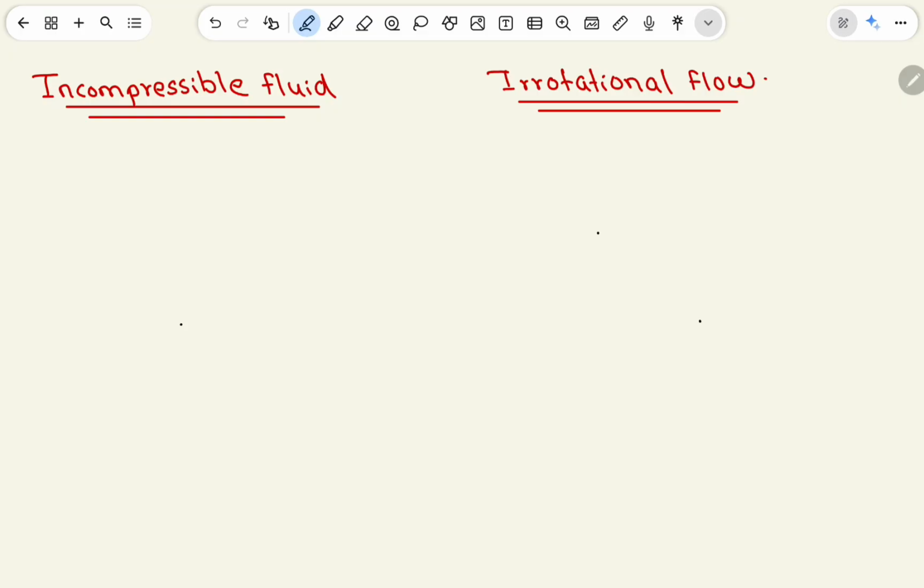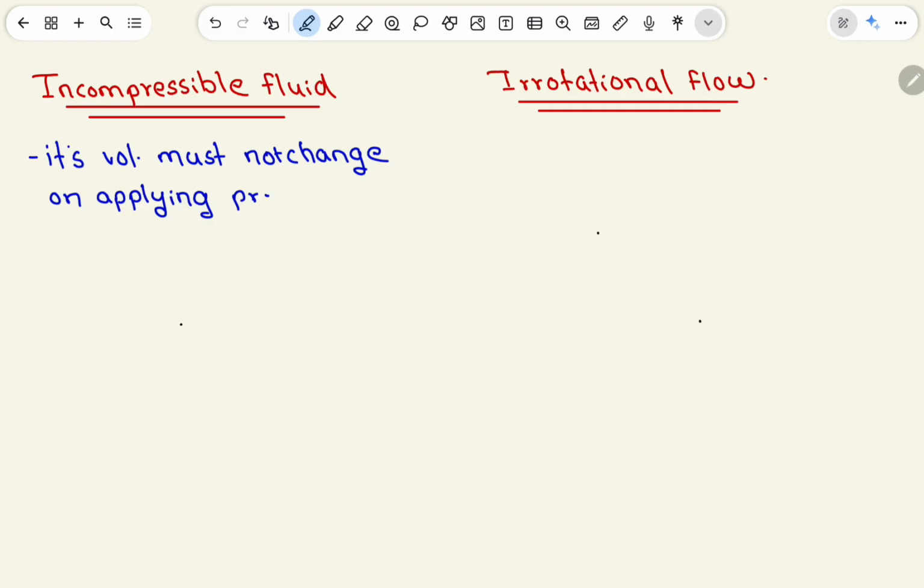Okay, so let's start with the first property, which was that the fluid must be incompressible. So what is the meaning of this incompressible fluid? Now, incompressible fluid basically means its volume must not change on applying pressure. Therefore, volume must remain constant.